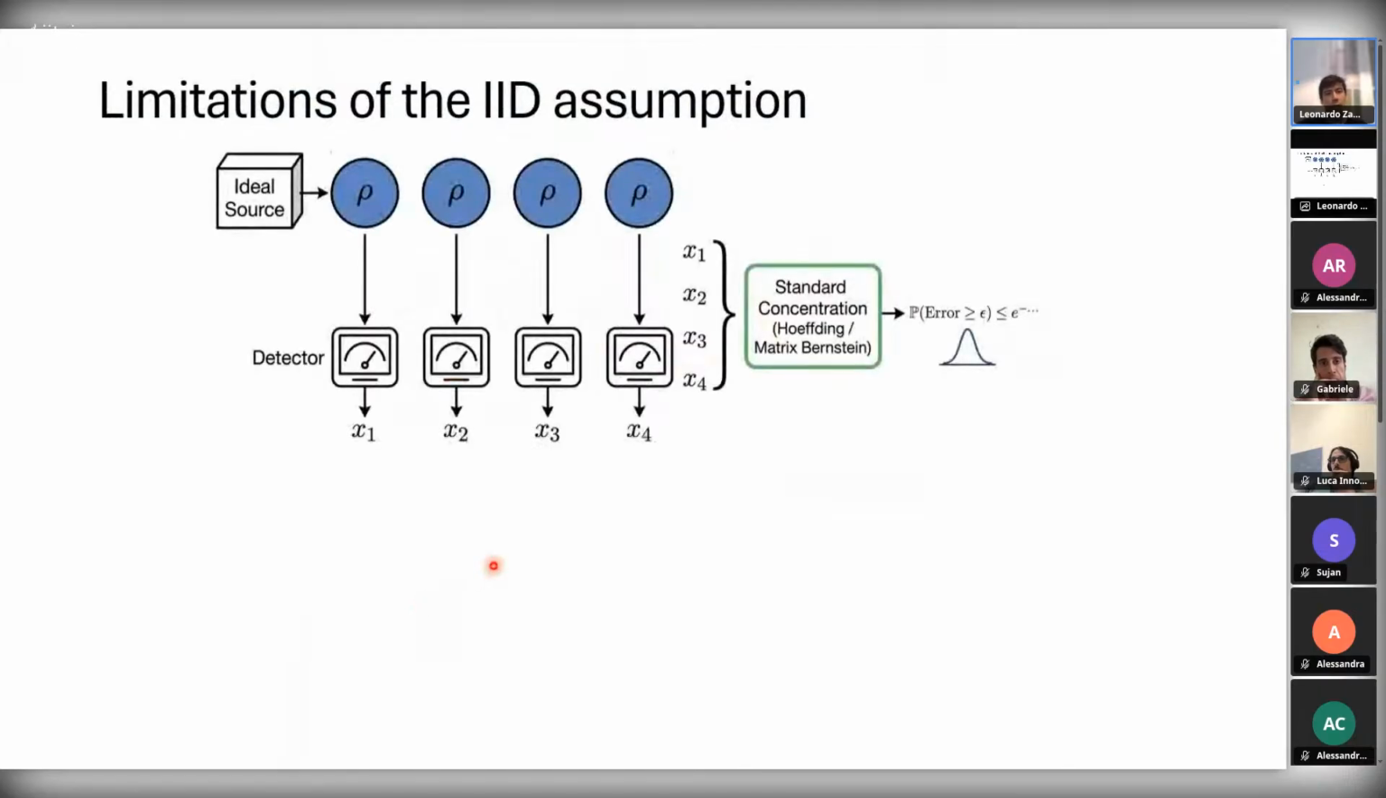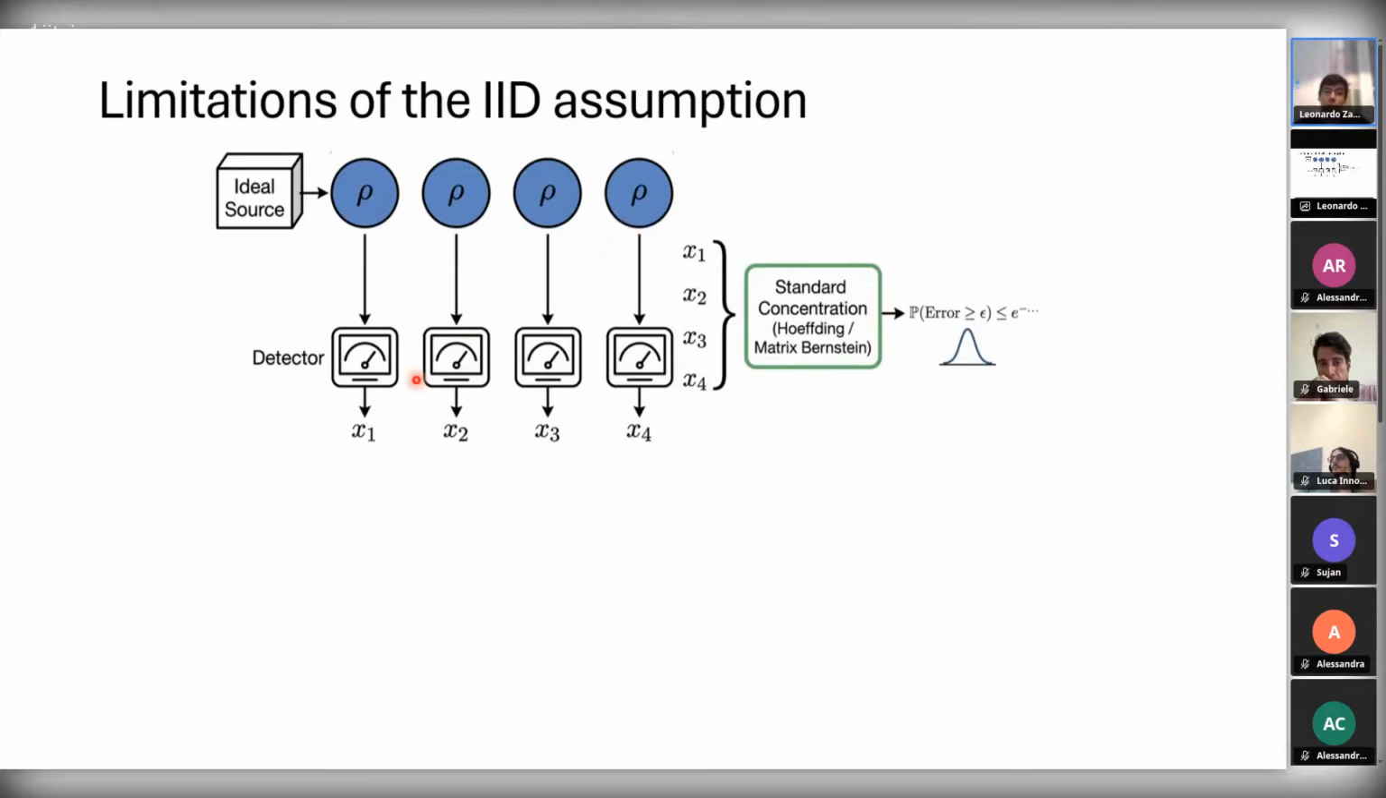Okay, a simplification most of the characterization or tomography methods make is that all the states we are preparing are independent and identical copies of a quantum state rho. So each time we ask the source to produce a quantum state, the source gives us exactly the same state, and these states are uncorrelated to all other states and to the environment.